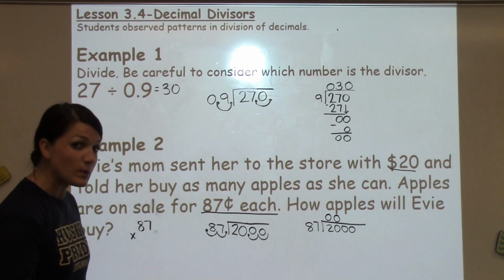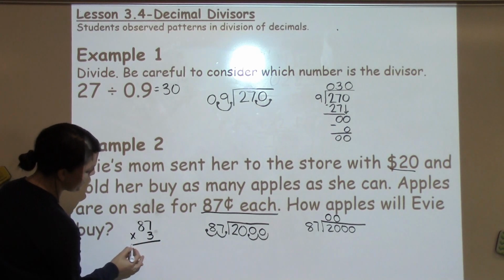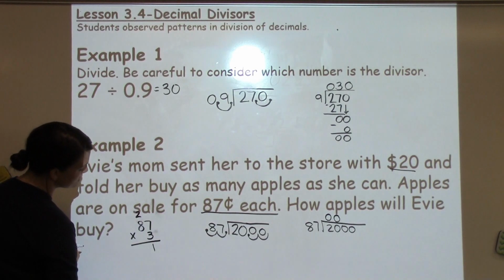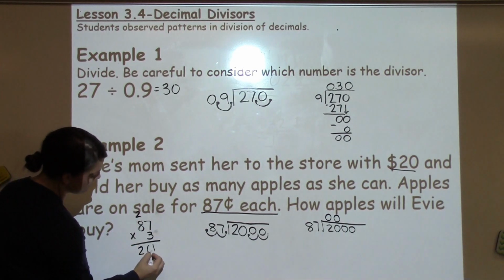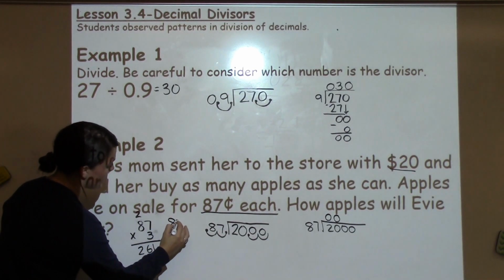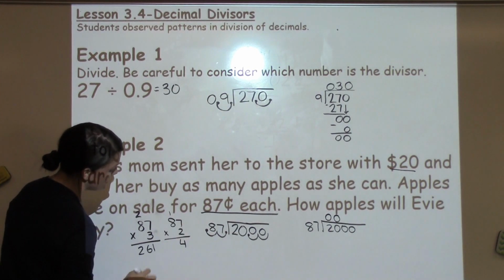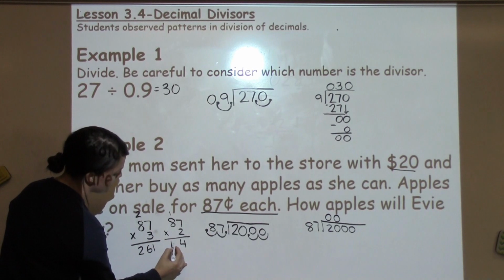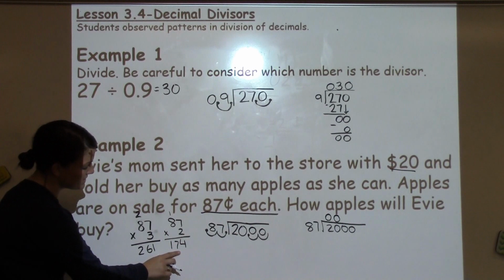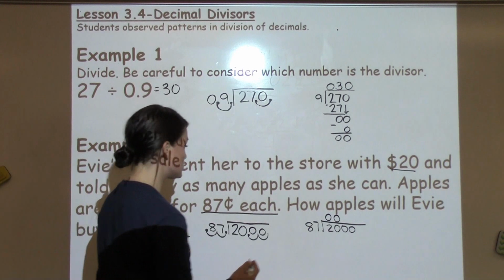I know that 87 is pretty close to 100, so I don't want to go too high, so I'm just going to try 3. 3 times 7 is 21. 3 times 8 is 24, plus 2 would give me 26. So I got 261, which is too much. So now I'm going to try 87 times 2. 2 times 7 is 14, carry my 1. 2 times 8 is 16, plus 1 is 17. And even though that seems like it might not be close enough with 174, it's pretty close, and I know it's as close as I can get because times 3 was too big.